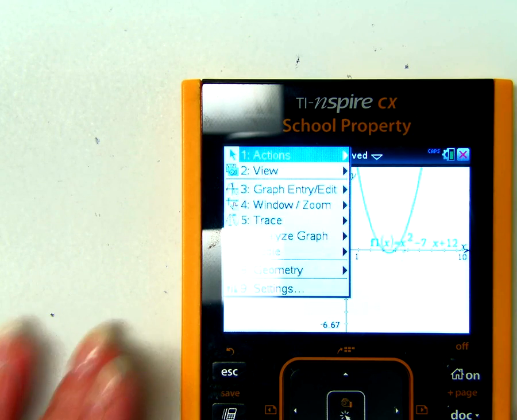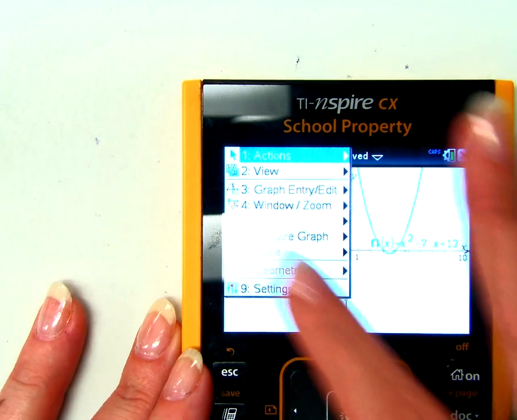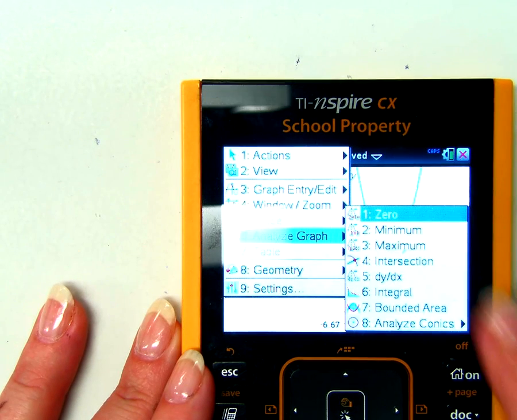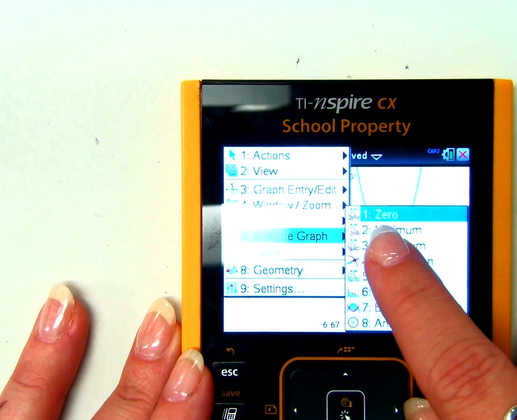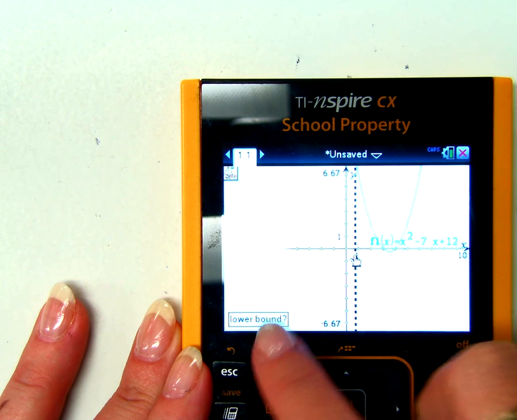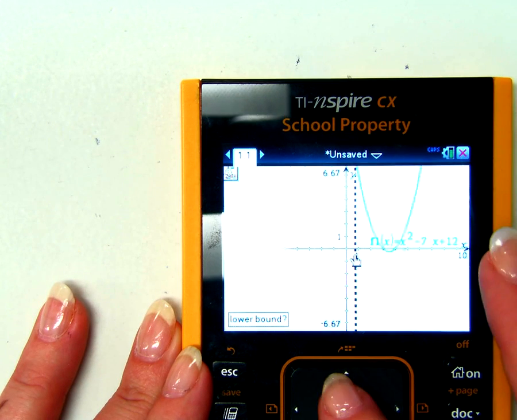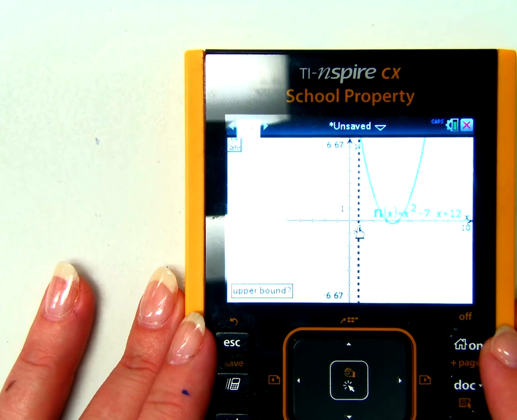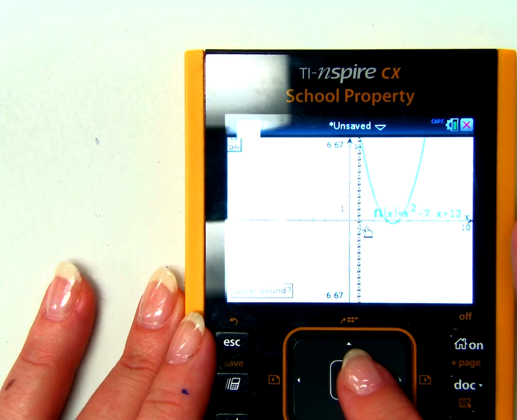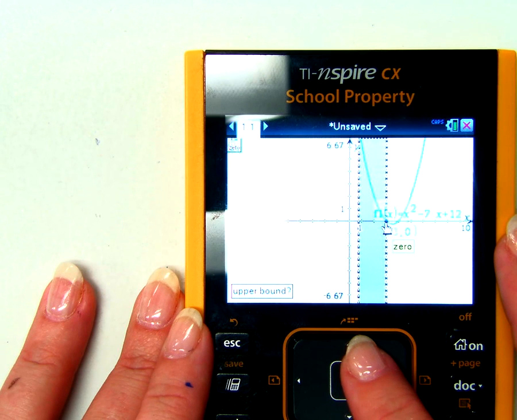Menu. I want to analyze my graph. So I'm going to choose number 6, zero. I want to find my 0. Now it's saying the left side, the lower bound. I need this to be on the left side of one of the points. Okay, it is, so I'm going to click the middle button. And then it's saying upper bound. So then I want to move it to the right side of that intersection.